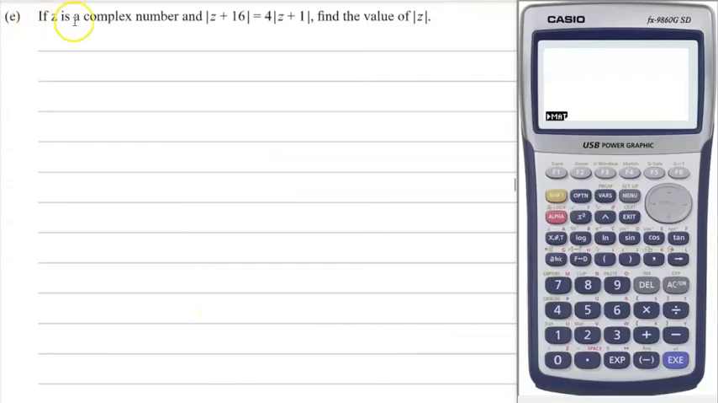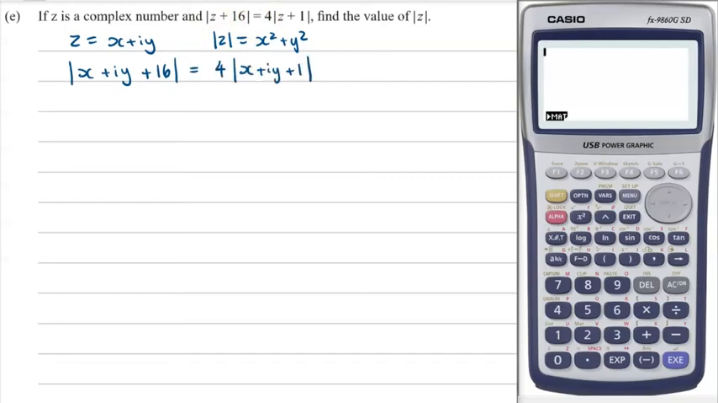Okay, part E for excellence. We have z as a complex number, and there's this relationship going on with z. We'll need to work on modulus. That's what these straight lines mean. So we will express z in terms of x plus iy, and we know when we've got it that way round, we can work out the modulus of z is x squared plus y squared. So then taking this bit that we have here and replacing z with x plus iy, we will get these. So the z plus 16 becomes this, and then on the right hand side we get this.